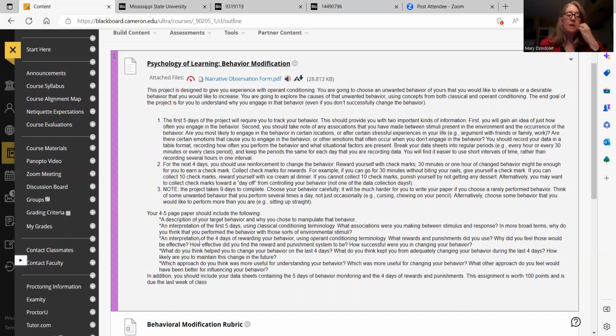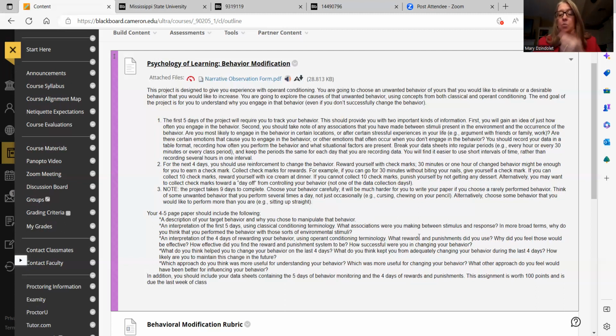But in this 4 to 5 page paper, you're going to describe what the target behavior is and why you chose to manipulate that behavior. You're going to include the narrative observation form for the first 5 days. You're going to include in this paper an interpretation of the first 5 days using classical conditioning terminology, CS, US, CR, UR.